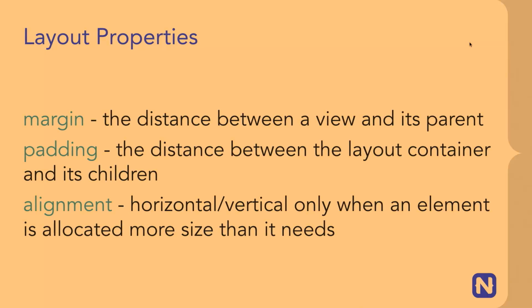Yeah, the main properties that the layout system counts on are the margin, the distance between a view and its parent, the padding, which is the distance between the container and its children, and also alignment. We could have a horizontal alignment and a vertical alignment.